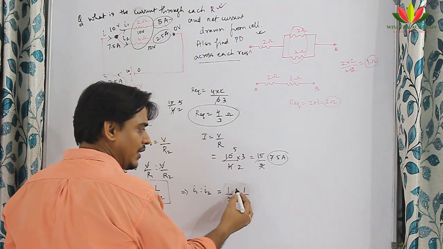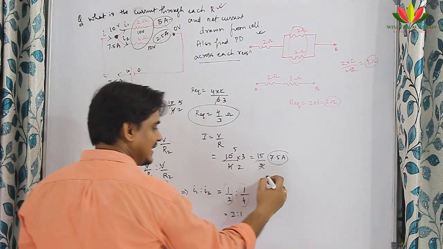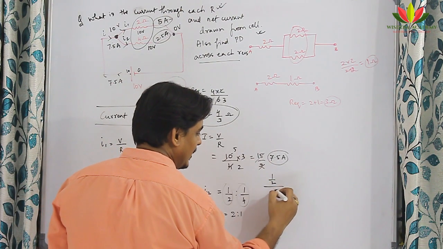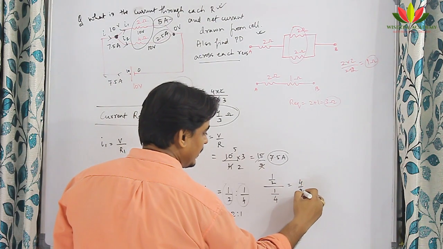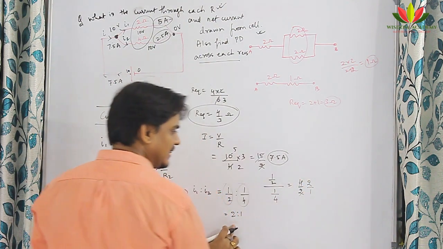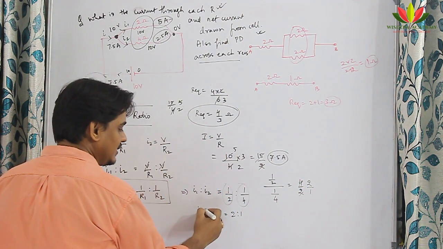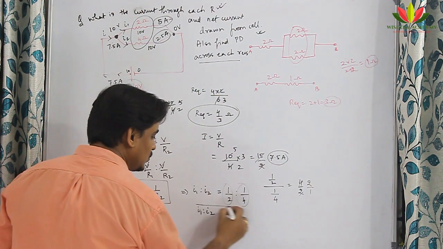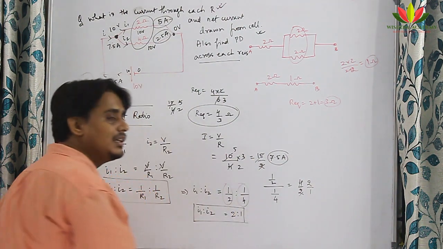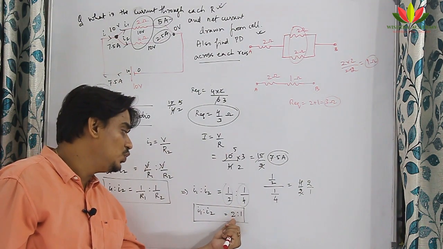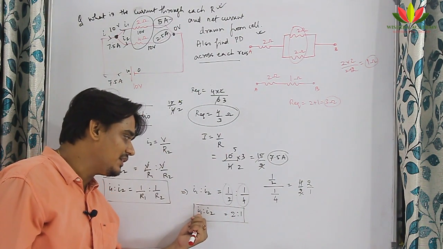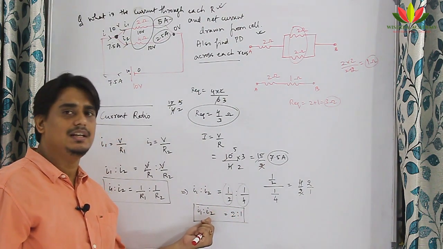I hope you are understanding how I have done this. Those who are having confusion in this can see it like this: 1 by 2 divided by 1 by 4 becomes equal to 4 by 2, that is 2 by 1. That's what I have written here. So I got I1 is to I2 as 2 is to 1. What does it mean? It means that out of 3 parts, 2 parts of the current are going in I1 and 1 part of the current is going in I2.